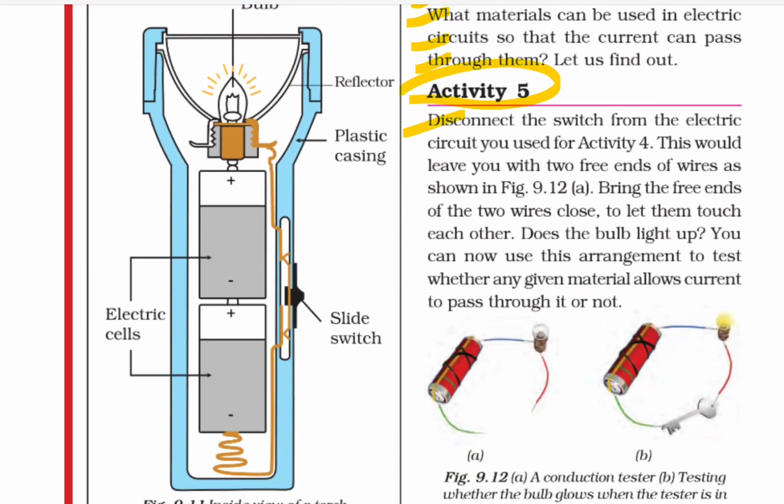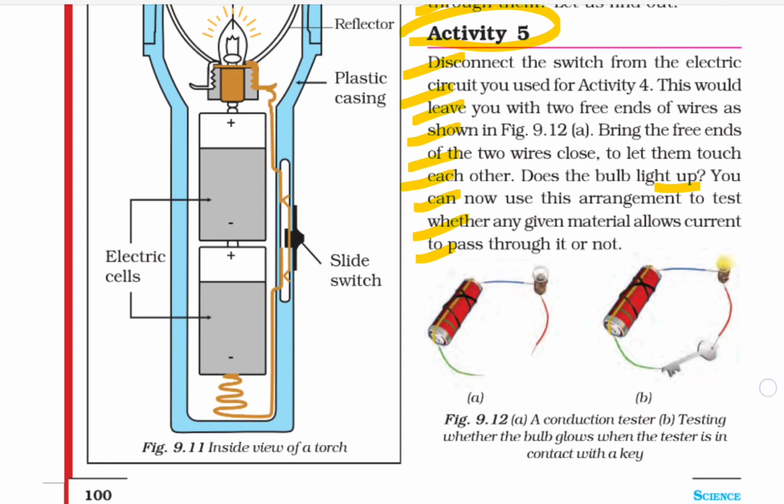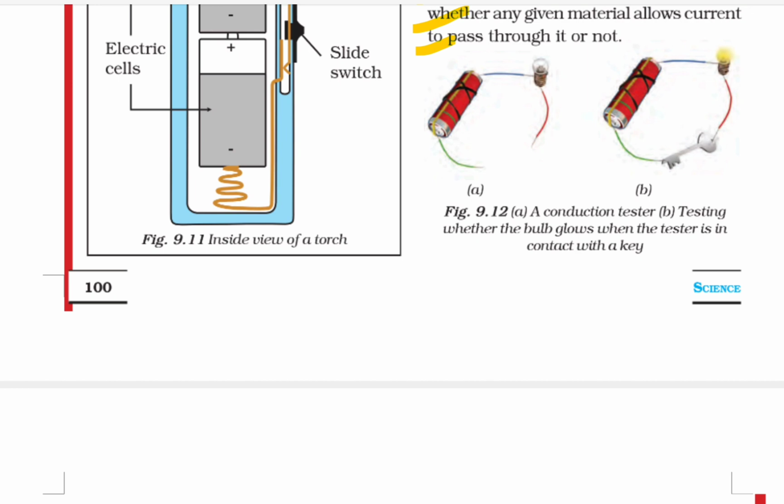Activity 5. Disconnect the switch from the electric circuit you used for activity 4. This would leave you with two free ends of wire as shown in figure 9.12. Bring the free ends of the two wires close to let them touch each other. Does the bulb light up? You can now use the arrangement to test whether any given material allows current to pass through it or not.